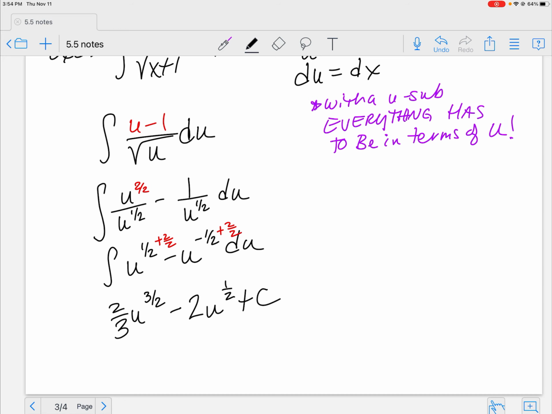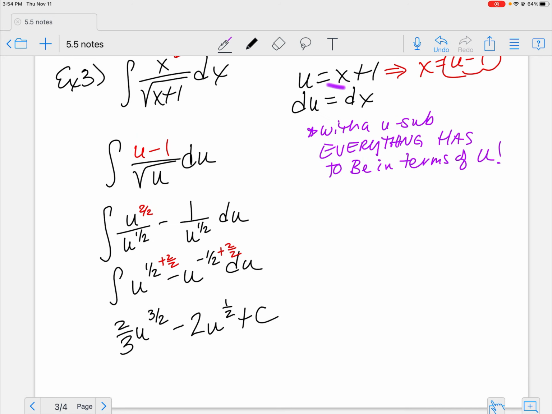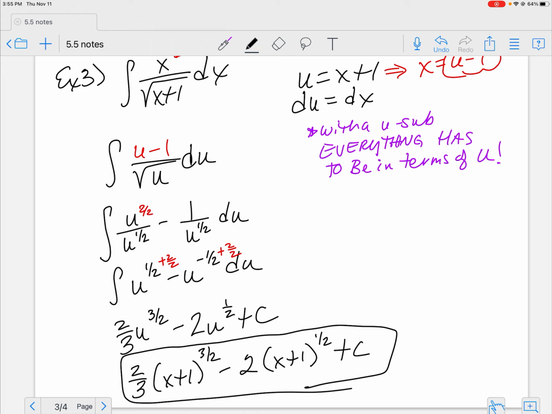Now just sub back in, because if you start with an x, remember, you have to end with an x. So just sub that back in, and you're good to go. 2/3 times (x plus 1) to the 3/2 minus 2 times (x plus 1) to the 1/2. Right? Anytime you can break that down to a polynomial, you need to do it.